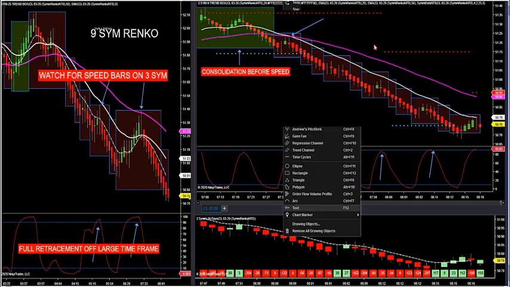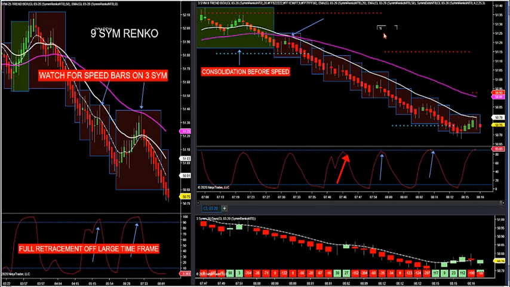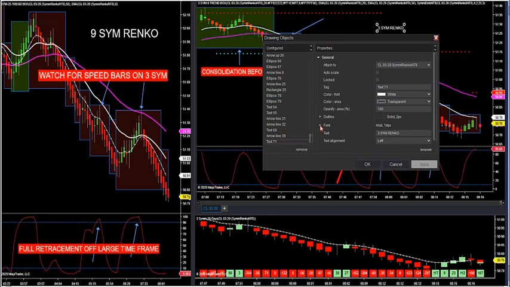Now what we can do is look at the larger time frame and say, hey, when are we at a full retracement? So I can get into a small retracement when there's speed coming in the market to get me out of that full retracement.